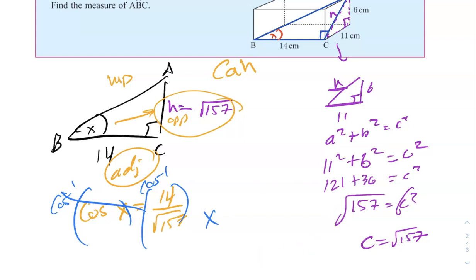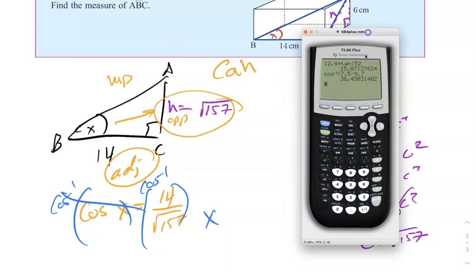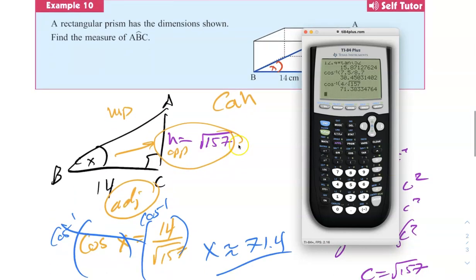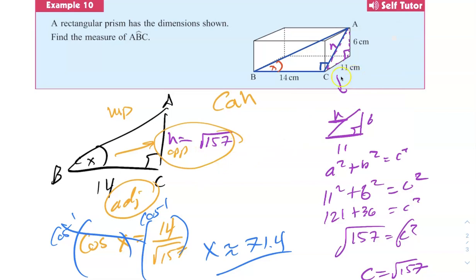And I'll type that back into my calculator because I don't know what that is. So we're going to go cosine inverse again, 14 divided by square root of 157. We got 71.4. So that's how I figure out what angle B is. I have to figure out the side of the triangle, and then since it's a right triangle, I can use SOHCAHTOA to figure out what the angle was, which I did down here.